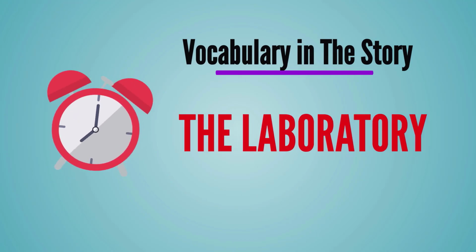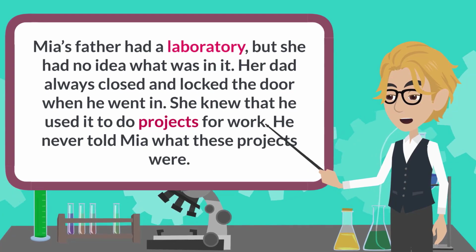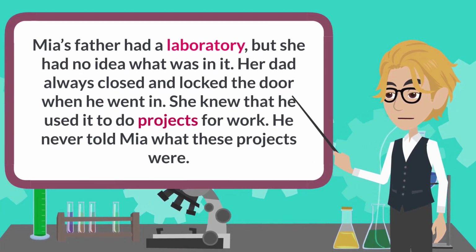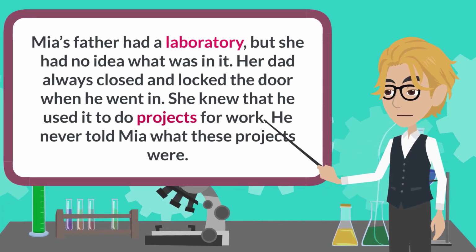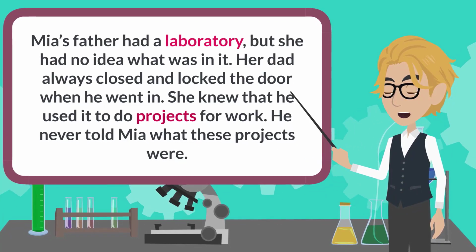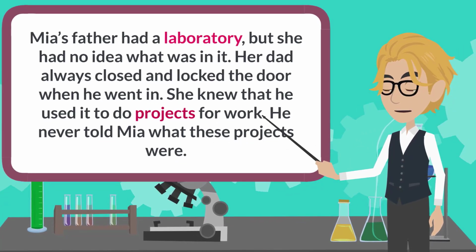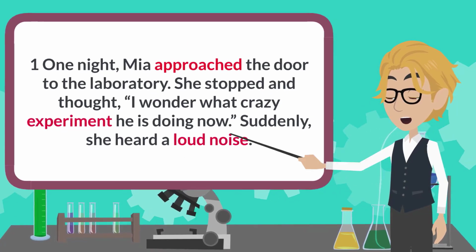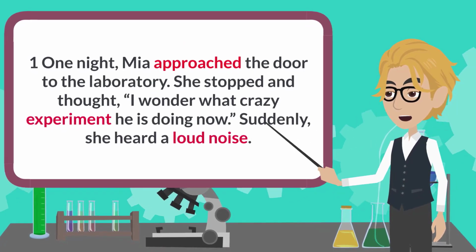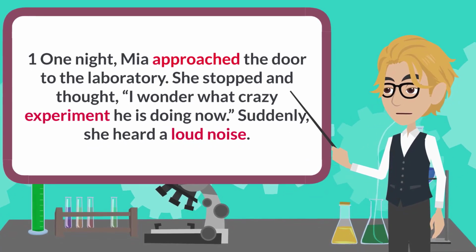The laboratory. Mia's father had a laboratory, but she had no idea what was in it. Her dad always closed and locked the door when he went in. She knew that he used it to do projects for work. He never told Mia what these projects were. One night, Mia approached the door to the laboratory. She stopped and thought, "I wonder what crazy experiment he is doing now."